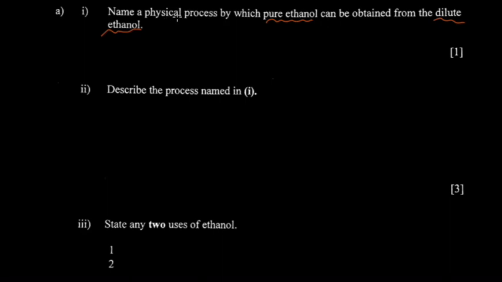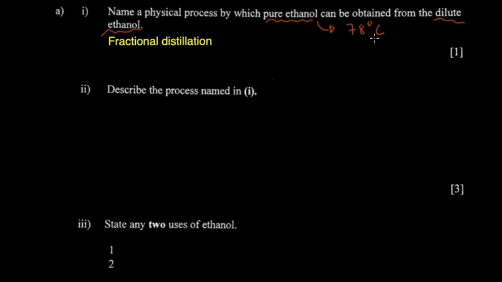What do you do? Most people will think that it's distillation, simple distillation, but it's not. We don't use simple distillation here because the boiling point for ethanol is 78, and for water it's 100 degrees Celsius. Those are too close, so it's hard for us to separate.